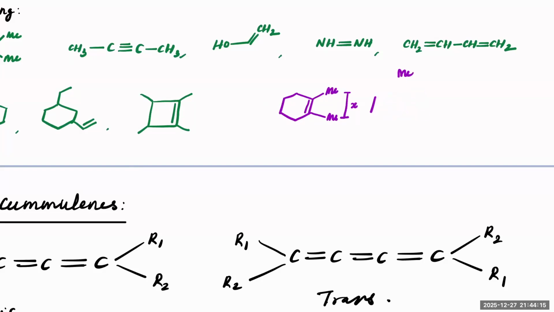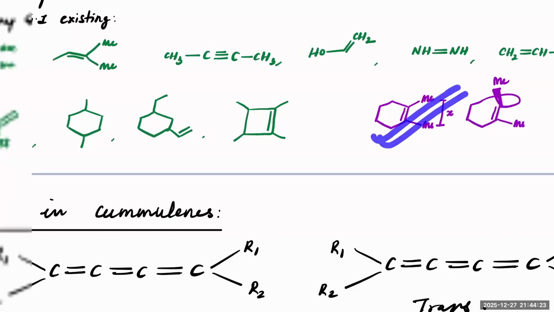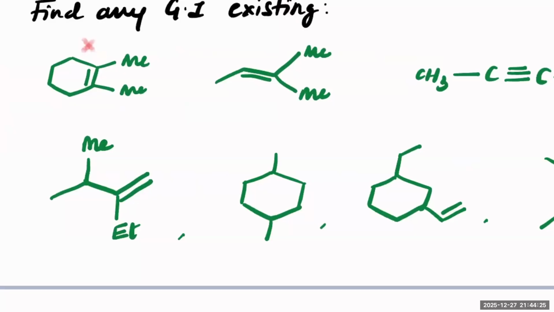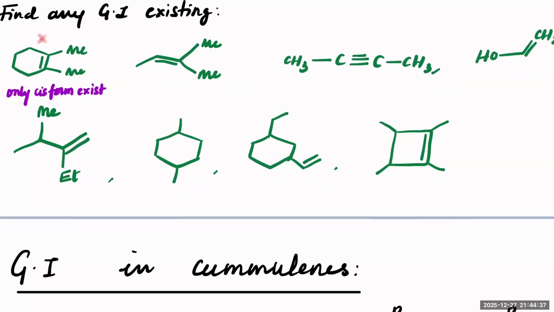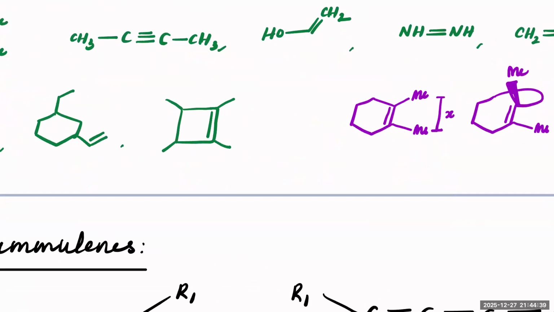Since this type is not possible, that means you can have only one form, that is cis form. So let me write down that only cis form exists. Only cis form exists in that. Second case.